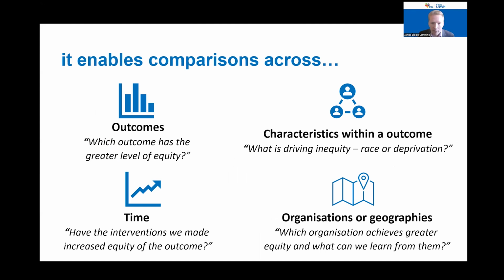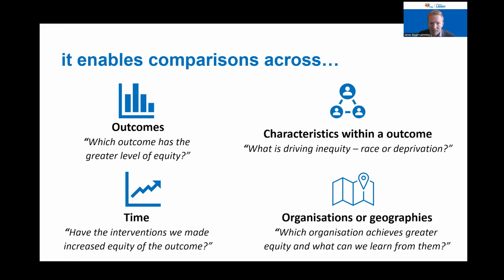The reason why having a number is so important is because it allows us to make comparisons, and those comparisons help us understand if we're making improvements and how we can make further improvements. So first of all, it allows us to compare between outcomes, and we'll talk later about how we've used that to help prioritize where we're going to focus first, because we want to focus on the outcomes with the greatest inequity and make improvements there.